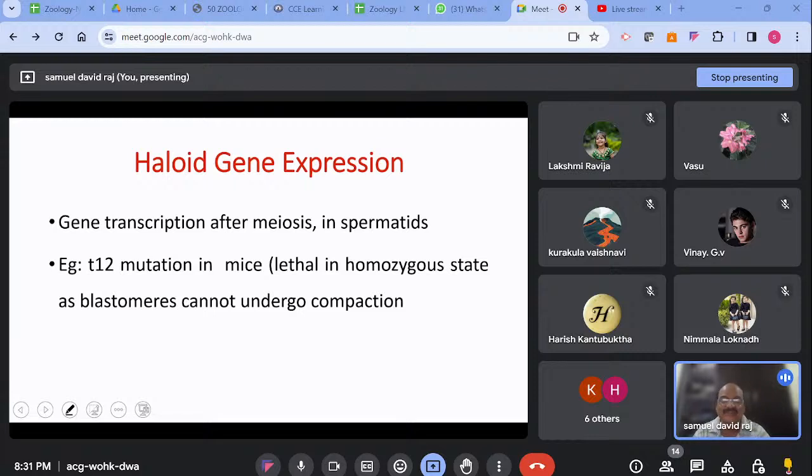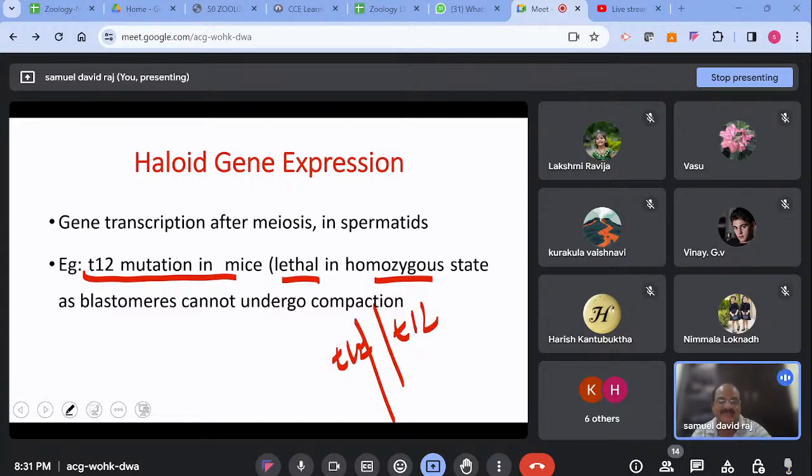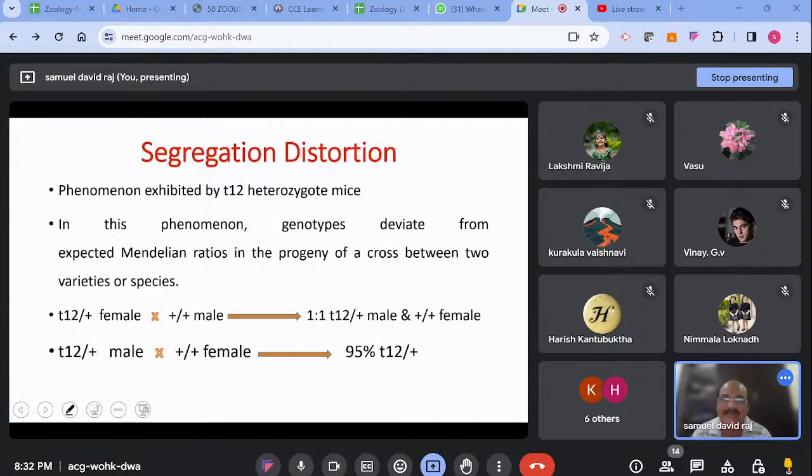An example for this, they found, is the T12 mutation in mice. It is a lethal mutation in the homozygous state. That means T12, T12: on one locus there is the mutant gene T12, and on the other locus also the mutant gene. In the homozygous state, it is found to be lethal and the blastomeres cannot undergo compaction.